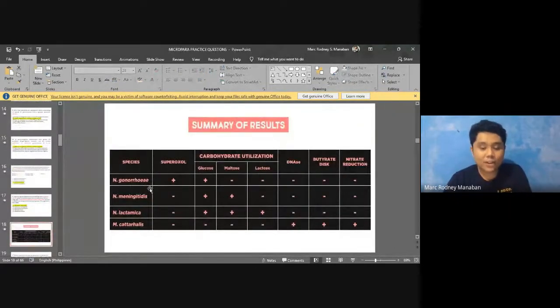Summary. Take note, N. gonorrhoeae is always superoxol positive. For carbohydrate utilization, N. gonorrhoeae ferments letter G, glucose only. N. meningitidis, you have MNG, it ferments maltose and glucose. And N. lactamica ferments glucose, maltose, and lactose. It's in the name, lactamica, lactose. For M. catarrhalis, again, asaccharolytic, it does not use sugar, but it is positive for the enzymes DNase, butyrate esterase, and of course, nitrate reductase. Alright? So, DNase positive, butyrate esterase positive, that's M. catarrhalis. Alright? Take note of that. Okay.